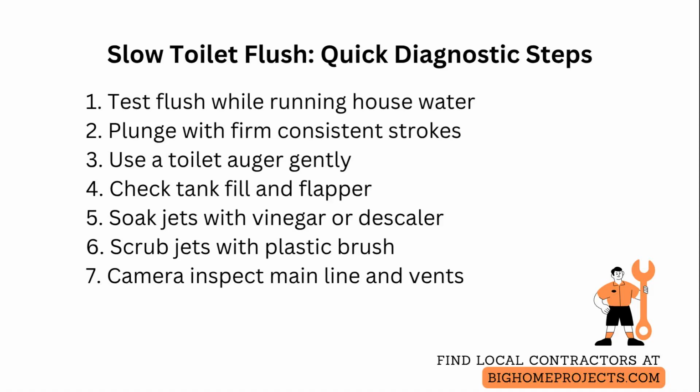If the trap clears but flushing remains weak, inspect the rim jets and siphon jet at the bottom of the bowl for mineral deposits. Use a plastic scrub brush and a descaling solution such as diluted white vinegar or a phosphoric acid-based cleaner applied and allowed to soak for 30 to 60 minutes, then vigorously scrub and flush repeatedly.